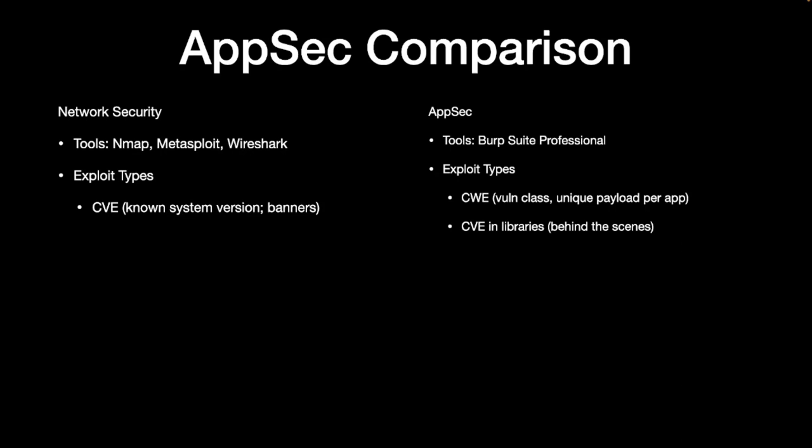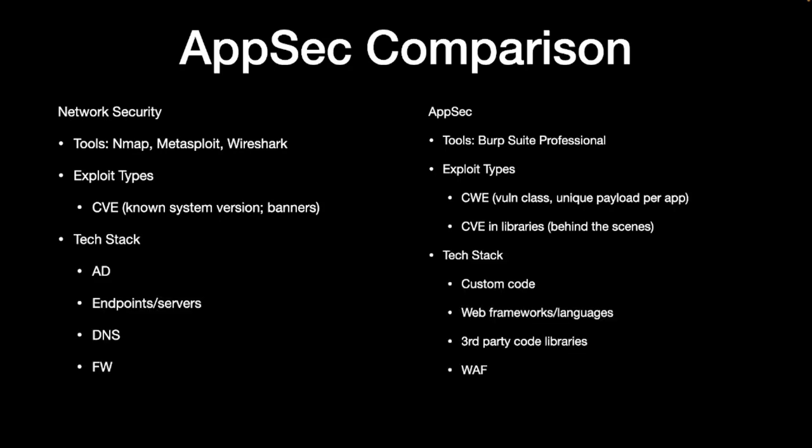And there are going to be some CVEs. Typically, it's going to be in the libraries, but that's going to be behind the scenes. You're not going to see a banner for which encoding library they're using, or which parsing library they're using to look at your XML. When you're conducting an AppSec assessment, for example, you're going to have to understand what could be possible and then test that out. So it's a bit of a different approach than the network security typically is.